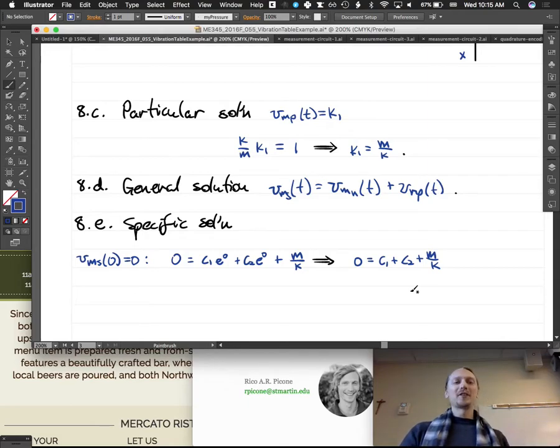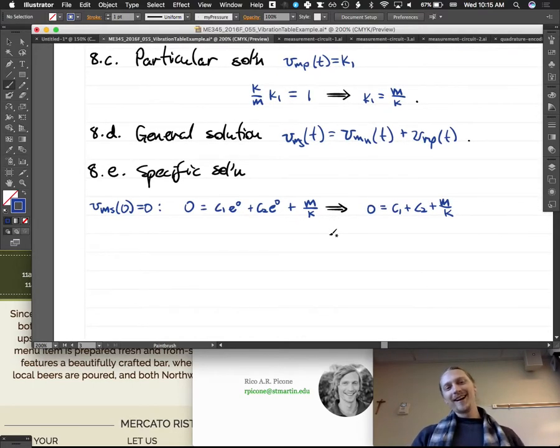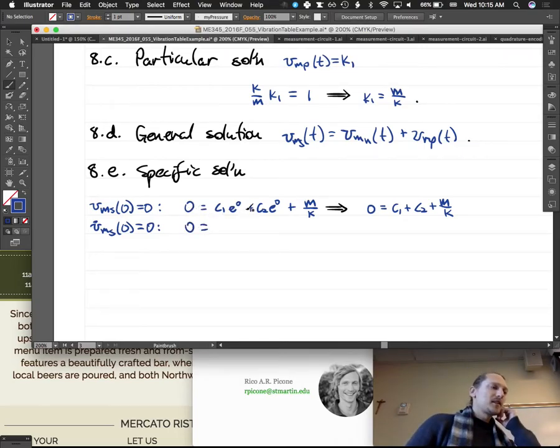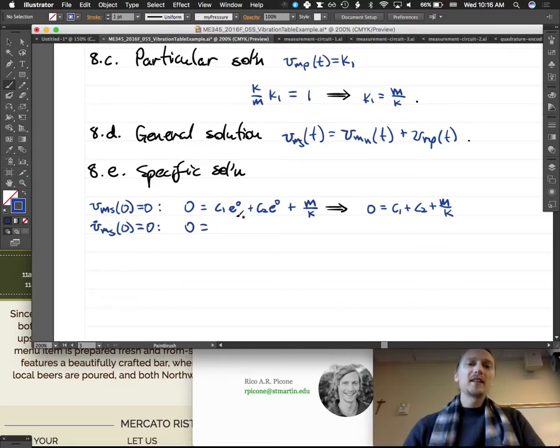We have another initial condition, which is that the time derivative is equal to 0. So we have to take the time derivative of our general solution here and set it equal to 0. So that's where things get complicated, right? So let's do it. Vm dot of 0, that too, equals 0. What we're saying is that 0 equals, and then now let's take the derivative of this.